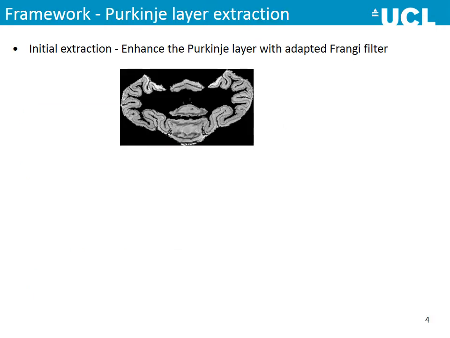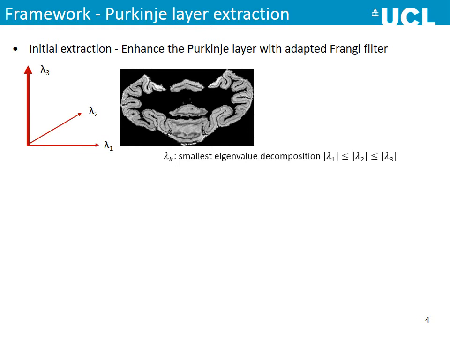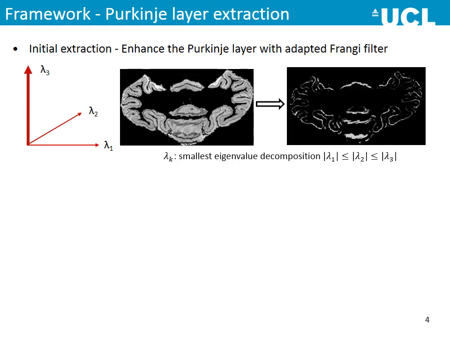The Purkinje layer is extracted in two steps. Firstly, we applied a modified Frangi filter to enhance the contrast of a planar structure. Areas with significant filter response are used as the initial estimation.